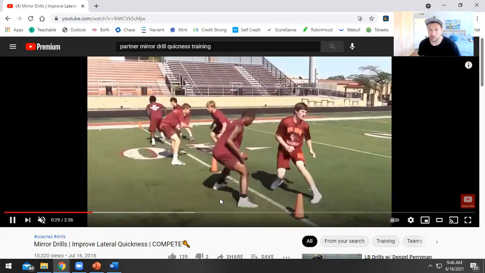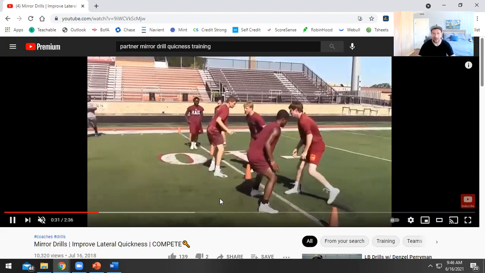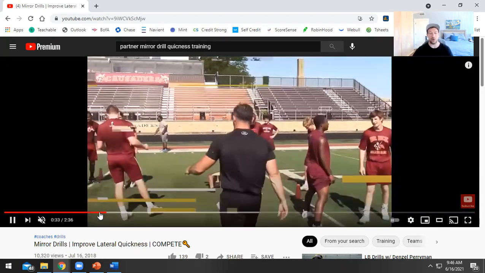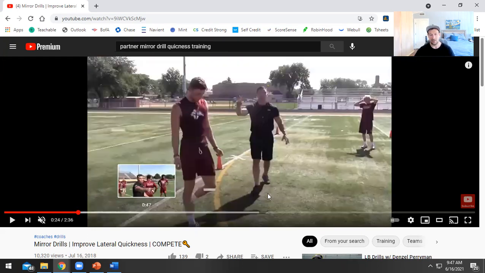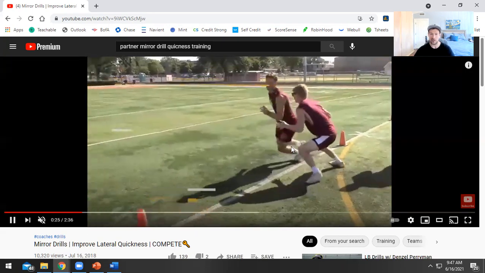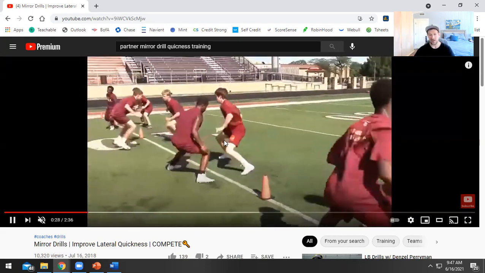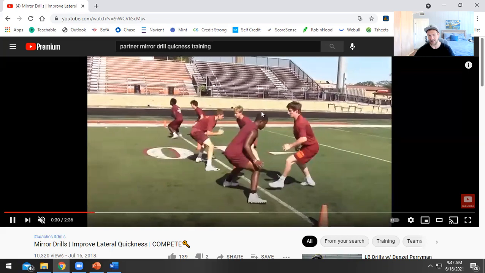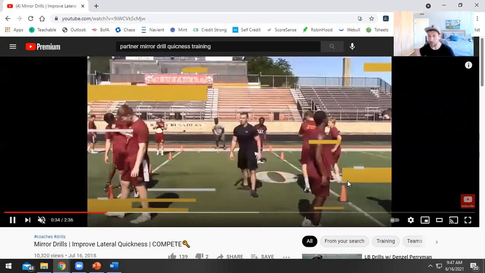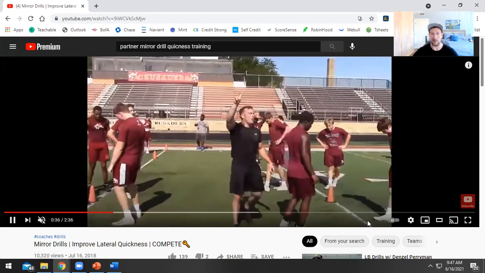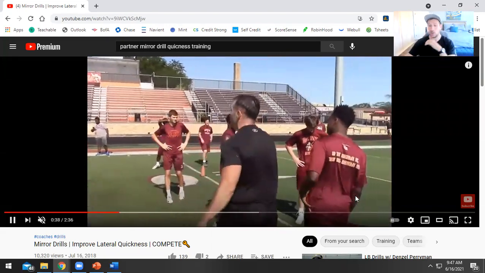So you can see all the frantic juking, and look at how focused this guy right here is. He's doing a great job watching this guy's hips and looking to see if his hips are turning in any specific direction. That's how he's going to know where to go. Look at how much focus this guy has. This kid's killing it, and he's keeping up because he's paying attention to what his body movement is, right? So that's what a quickness drill is.